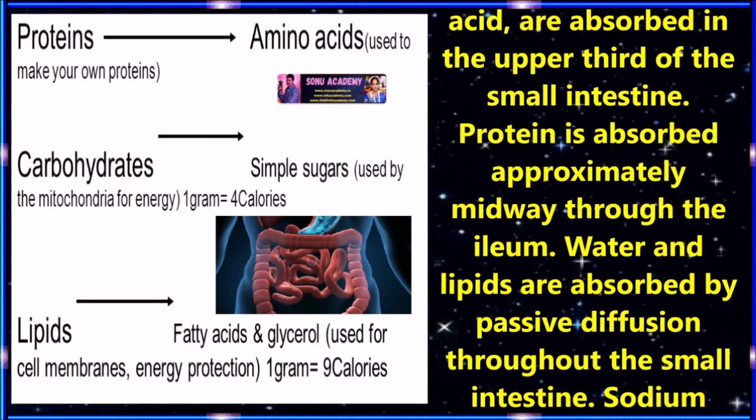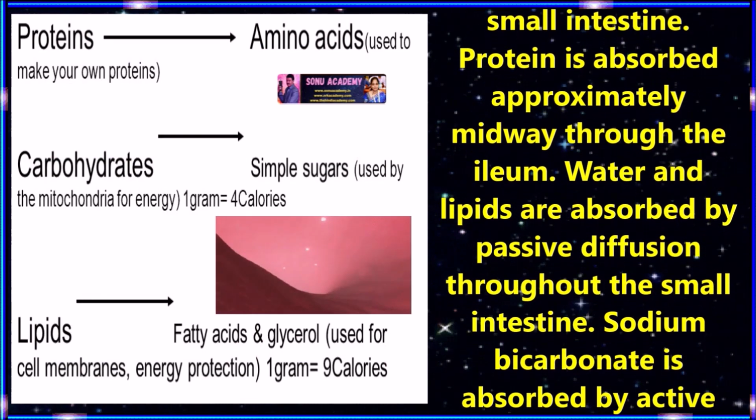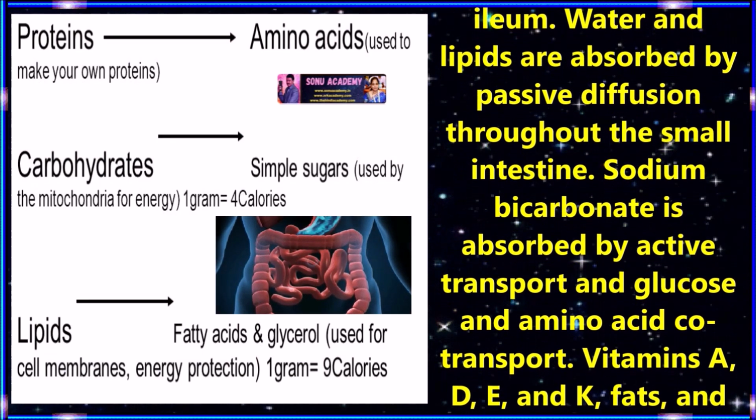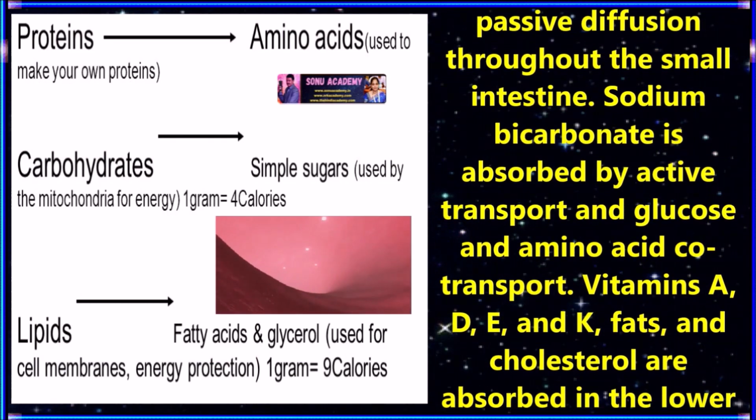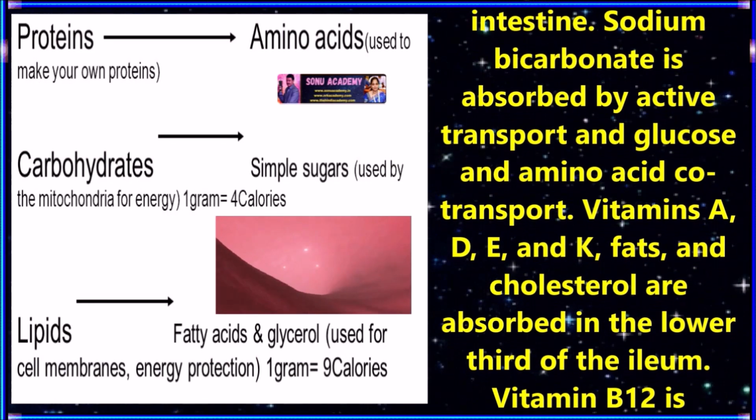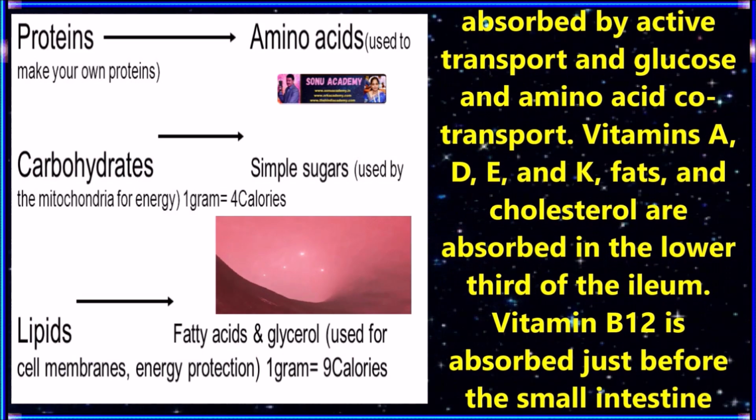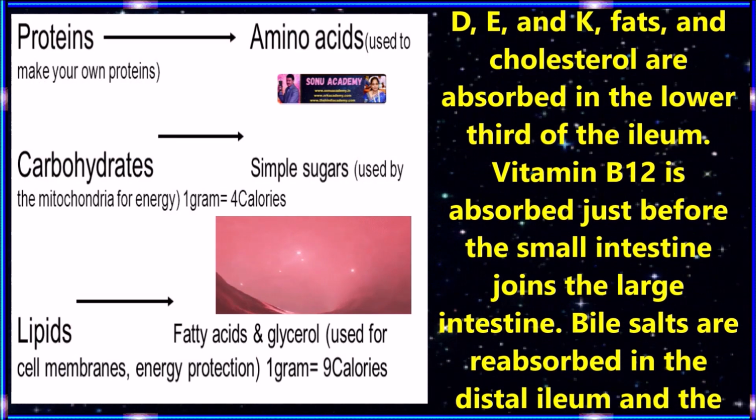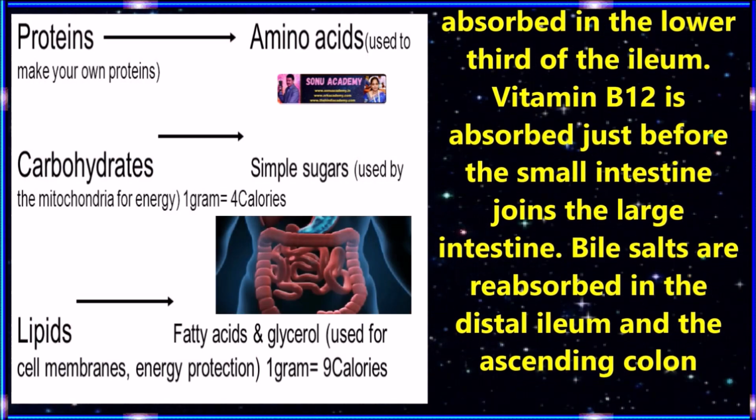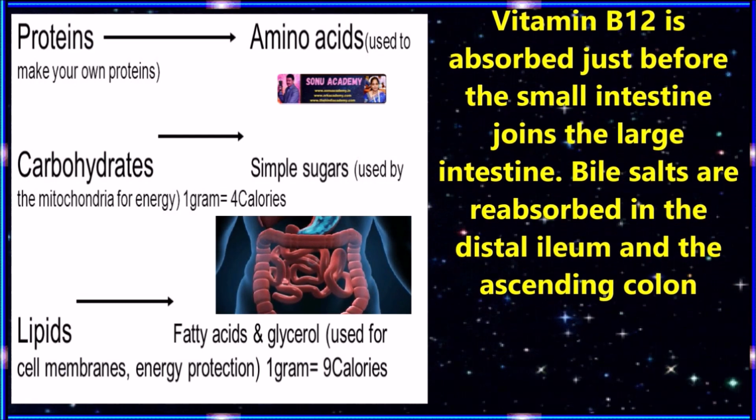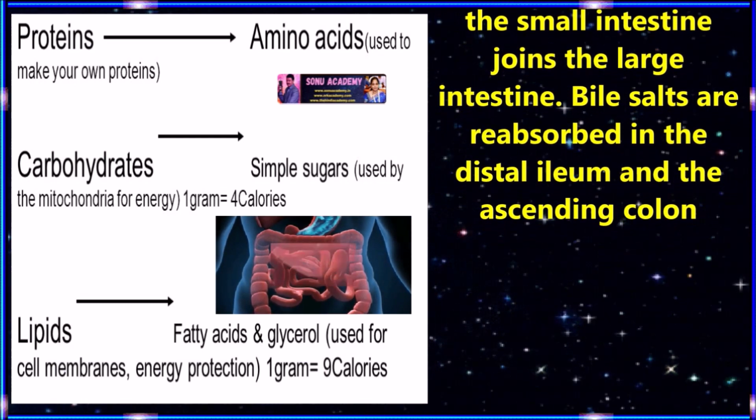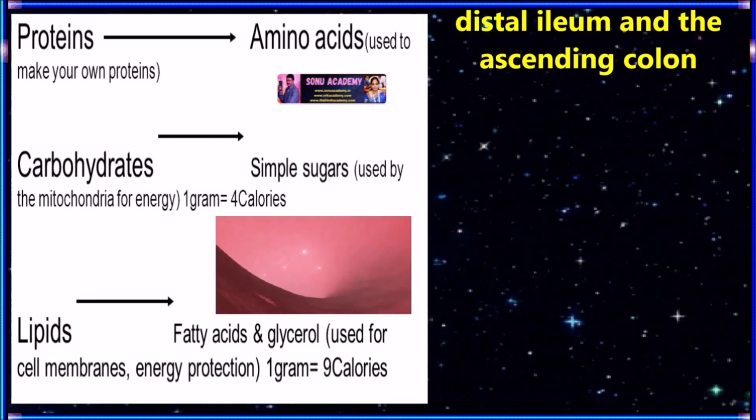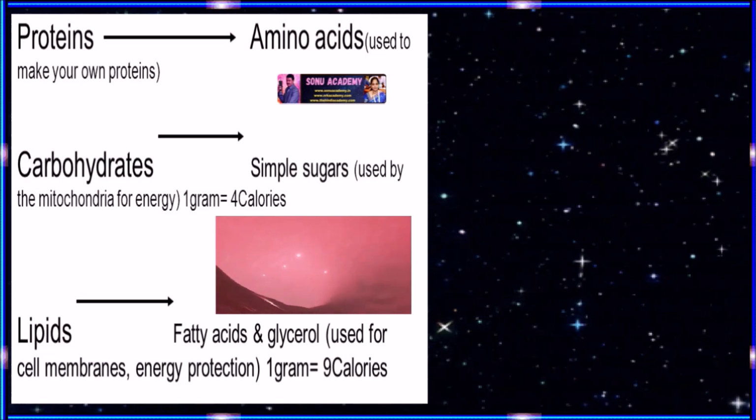Sugars and vitamin C, as well as thiamine, riboflavin, pyridoxine and folic acid, are absorbed in the upper third of the small intestine. Protein is absorbed approximately midway through the ileum. Water and lipids are absorbed by passive diffusion through the small intestine. Sodium bicarbonate is absorbed by active transport, and glucose and amino acids by co-transport. Vitamins A, D, E and K, fats and cholesterol are absorbed in the lower third of the ileum. Vitamin B12 is absorbed just before the small intestine joins the large intestine. Bile salts are reabsorbed in the distal ileum and ascending colon.